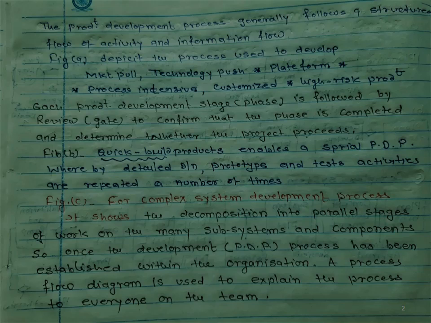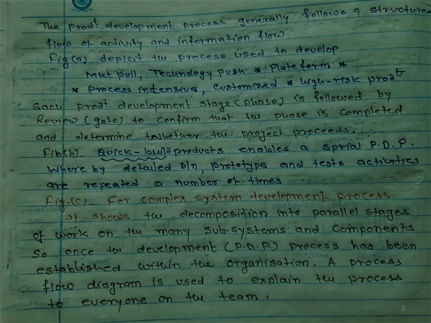The first figure depicts the process used to develop the market pull product, the technology push product, platform based product, process intensive product, customized and high risk product. Each product development stage is followed by a review, the gate, to confirm that the phase is completed and determine whether the project proceeds.